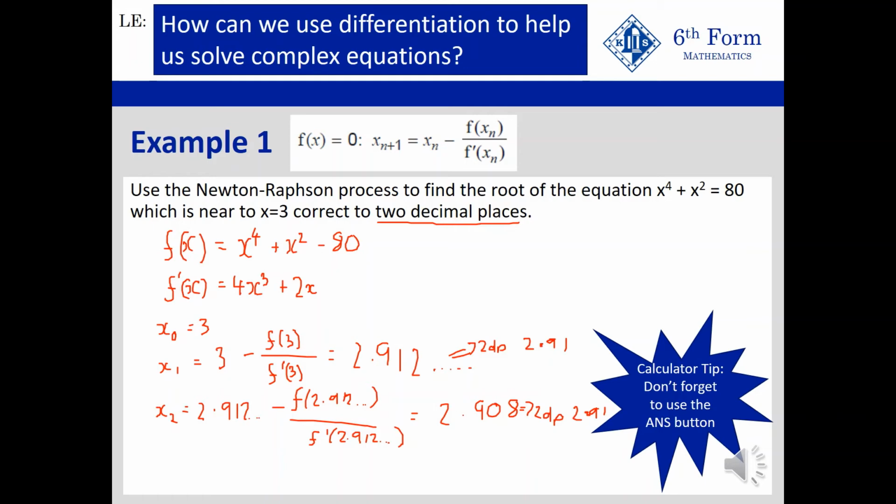Okay, so our final answer that we're going to settle on is going to be that x is approximately equal to 2.91, to 2 decimal places.